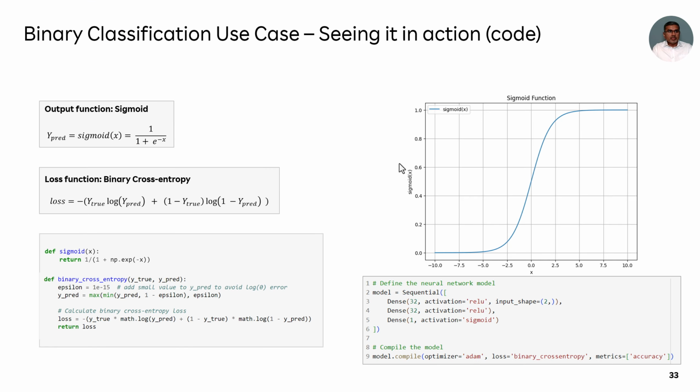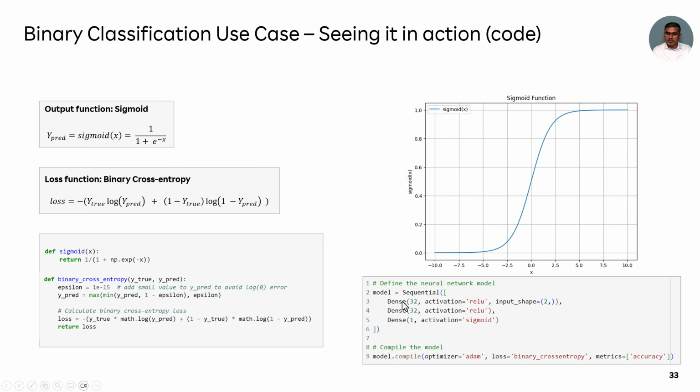Okay, just to summarize, for binary classification, we use the sigmoid activation function. The idea here is that whatever values flow from the last layer to the output layer, we squash the value between 0 and 1. That works really well for us to predict a value that is either 0 or 1. And the loss function we use is the binary cross entropy loss function.